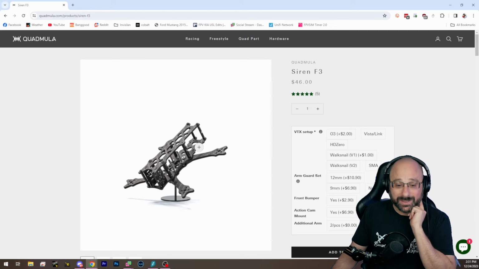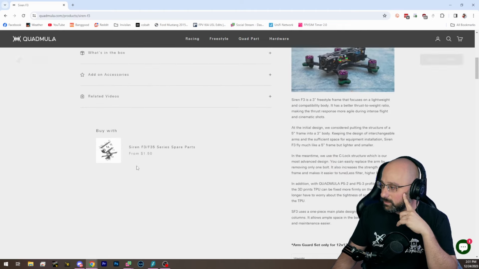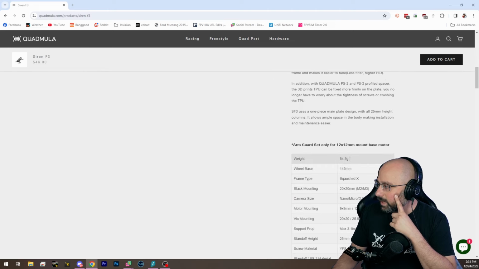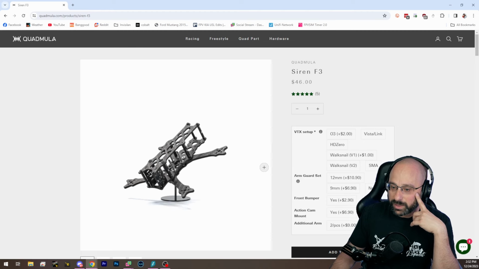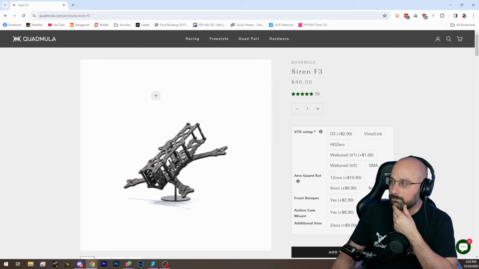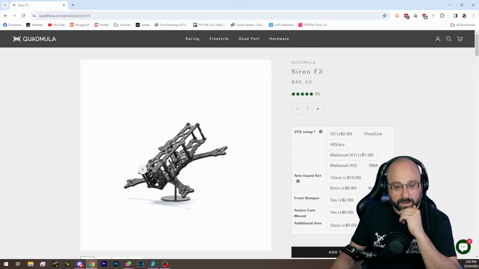Ciotti says 3.5 is too floaty. This is a good frame. Actually, I'm not going to say it's better than the Grinderino. The Grinderino, I think, is more of a basher. Wait, 54 grams. Still over 50 grams, but pretty close. Siren also has an F3.5 with a 3.5 inch, if you're interested. It's going to be more than 50 grams.